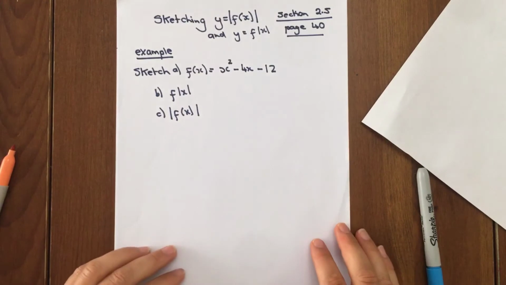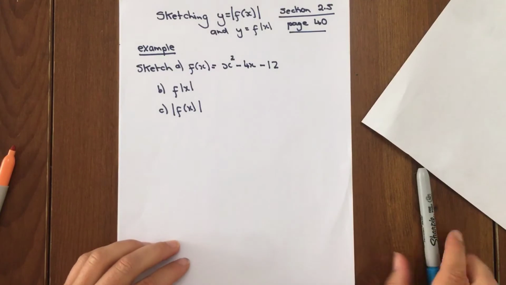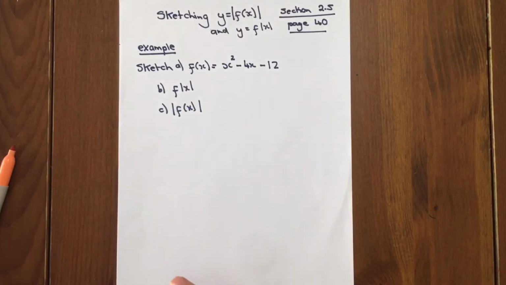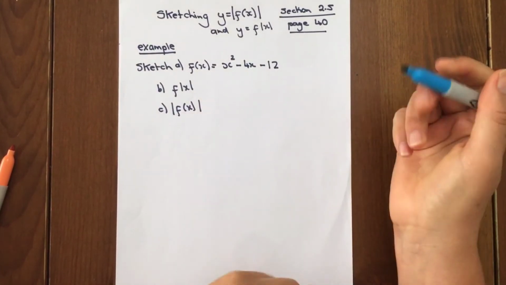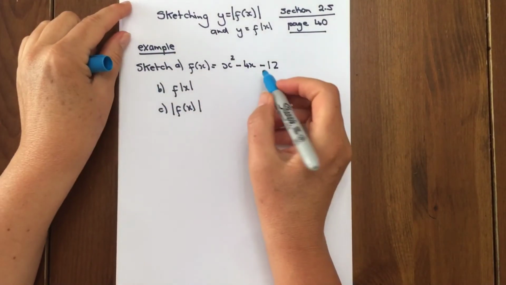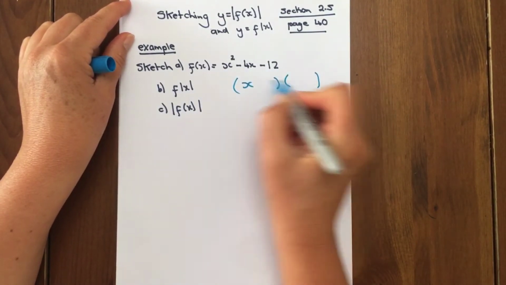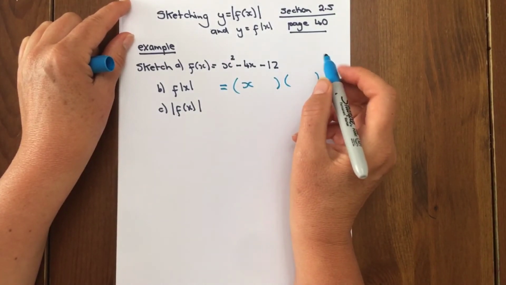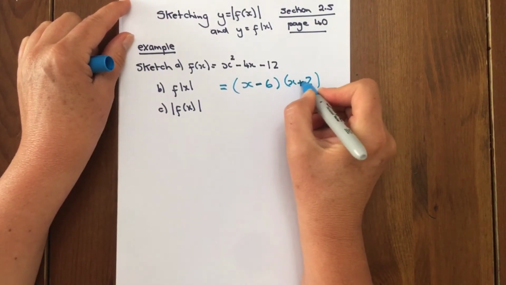Now, this is another example where you're given the formula now, not the sketch. So we're going to have to first of all sketch f of x and then sketch these two modulus functions. Right, so to sketch this, I'm hoping it will factorise. Let's just see if it does. So 12 will be 6 and 2. I want 6 to be negative and 2 to be positive.